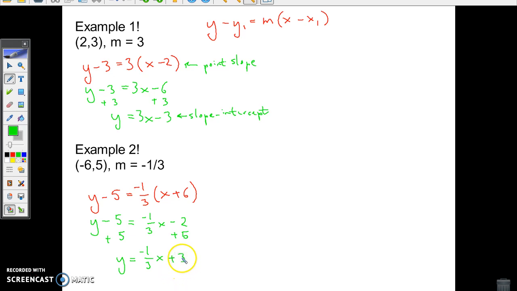Hopefully that helps. This is how you start with a point and a slope and write a full equation in point-slope form. All right, have fun.